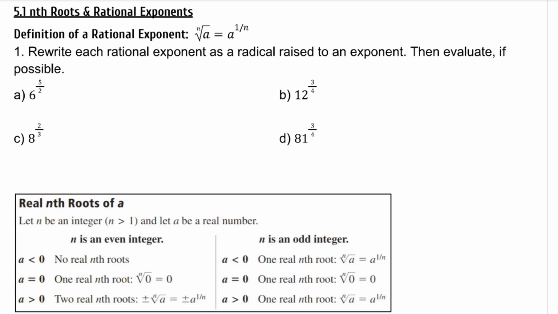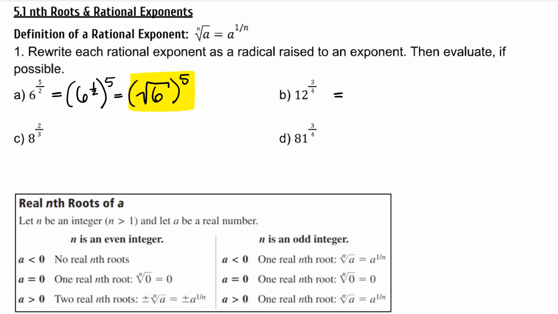For 6 to the 5 halves, using the power of a power property for exponents, I can rewrite 5 halves as 1/2 times 5. So I can rewrite this as 6 to the 1/2 all to the power of 5. 6 to the 1/2 would be square root of 6. We don't need to write that little 2 outside. A radical without this little number is automatically a square root. We don't know the square root of 6 and we can't simplify it, so here's our answer.